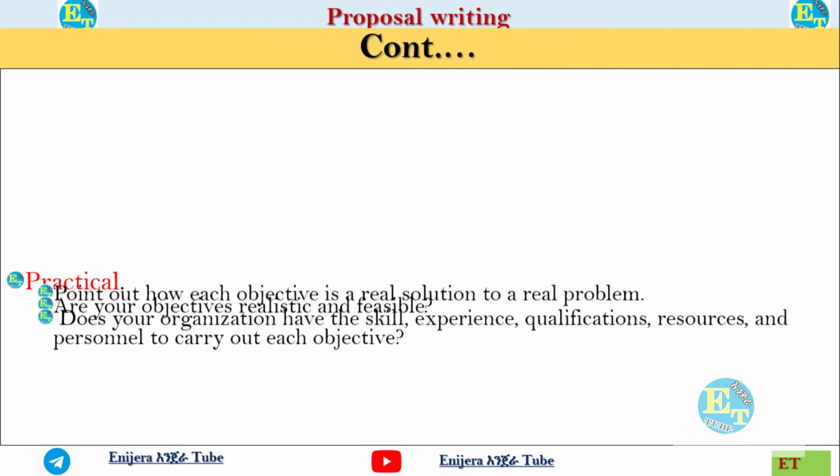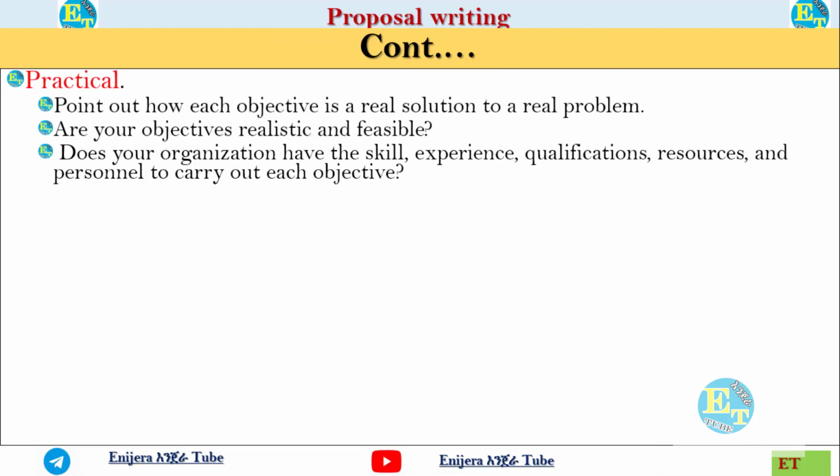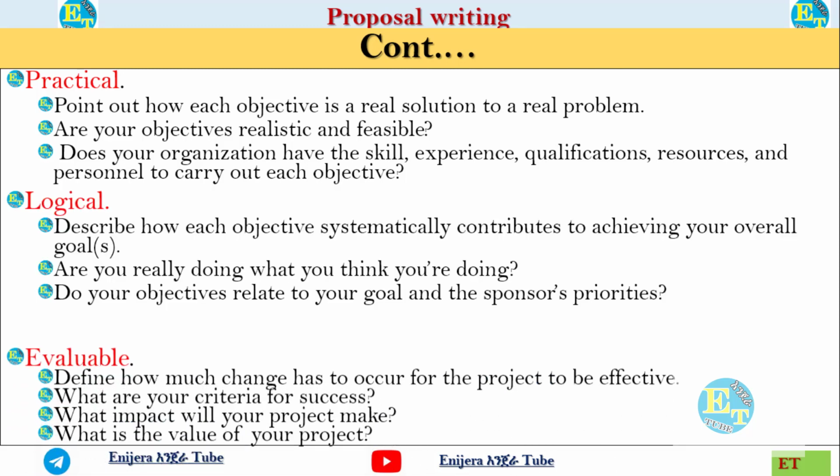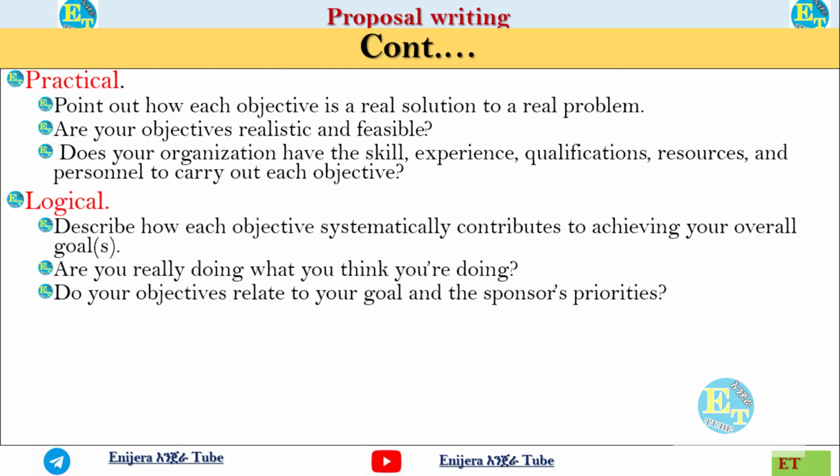The other is practical. Point out how each objective is a real solution to a real problem. A real problem a solution እንዴት ሊሆን እንደሚችል point out ማድረግ። Are your objectives realistic and feasible? Does your organization have the skill, experience, qualification, resource and personnel to carry out each objective? Must be practical.